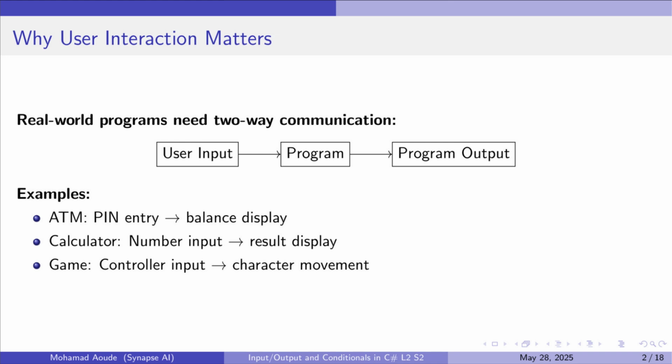Why user interaction matters. In real-world programs, we need two-way communication. The user provides input, like typing a PIN at an ATM or numbers into a calculator, and the program responds with output, such as a balance display or calculation result. Learning these basics is essential to build any interactive application.